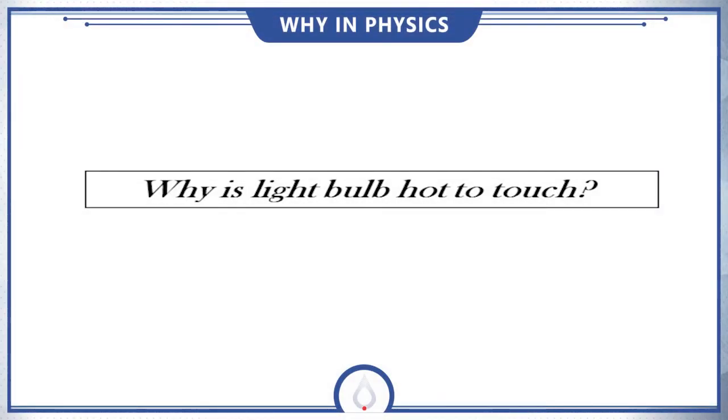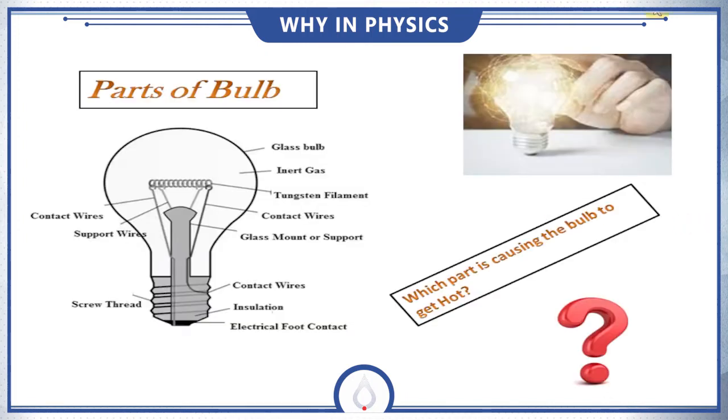Myself Rubina Shaukat. In this video we are going to start our discussion about why is a light bulb hot to touch. It's a very interesting topic. Let's start. Here we can see many parts of a bulb: glass bulb, inert gas, tungsten filament, contact wires, glass mount or spot, screw thread, insulation and electrical foot contact. Every part has its specific function. But our question here is: which part is causing the bulb to get hot?